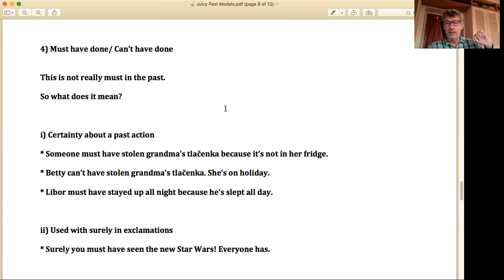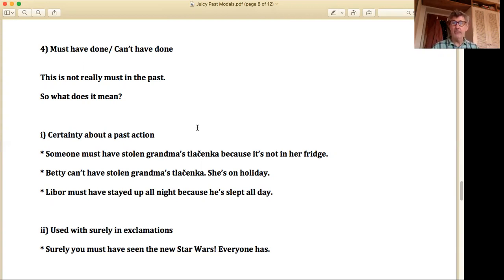Grandma wakes up after the party. She's a little hungover. Well, there's nothing she likes more when she's a little hungover than some tlachenka. She goes to her fridge. She opens the fridge. There's no tlachenka. She looks on the table in the kitchen. There's no tlachenka. She looks on the kitchen counter, all over. There's no tlachenka. She looks in where Libor's sleeping. There's no tlachenka. She remembers bringing the tlachenka home. And she's like, someone must have stolen my tlachenka, because it's not there.